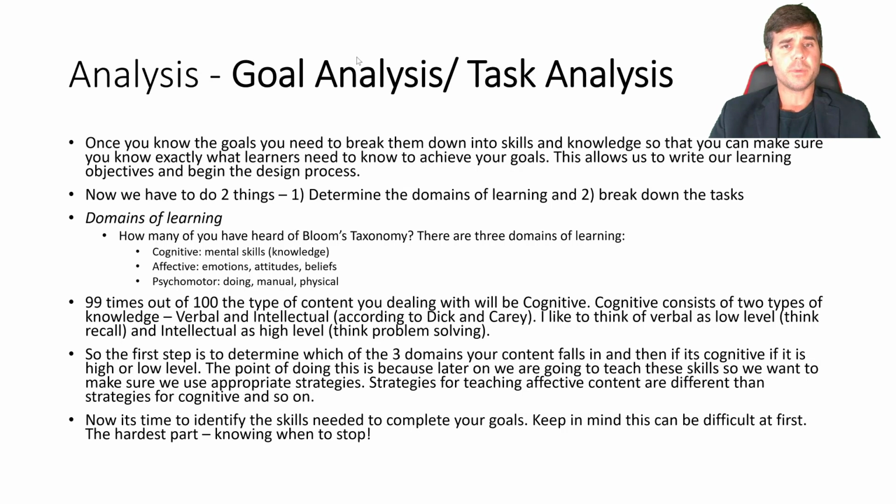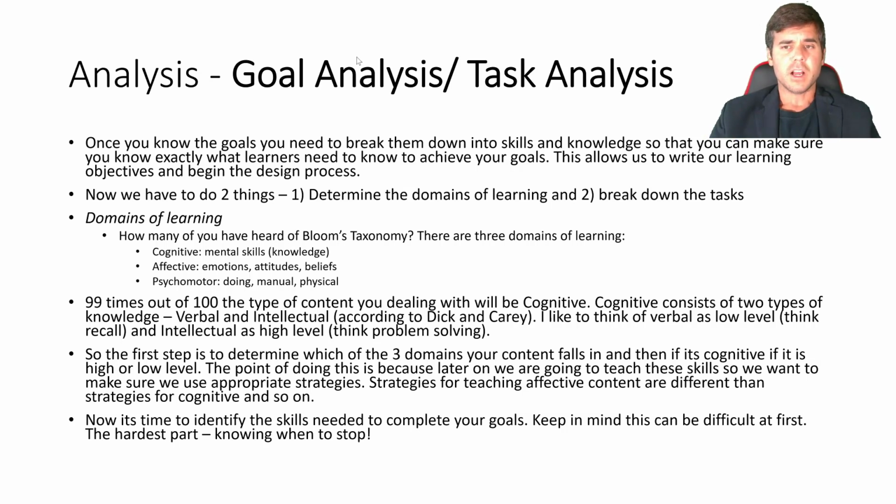So we do two things. One is I determine the domains of learning that I'm going to use. What kind of tasks am I doing? And I break down the tasks. We have domains of learning. Have you heard of Bloom's taxonomy before? It's one of the most well-known. In Bloom's taxonomy, they define 3 domains of learning: cognitive, affective, and psychomotor. Cognitive is our mental, our thoughts, our knowledge, like high level, low level knowledge, problem solving, recall. Affective is our emotions, attitudes, beliefs. Psychomotor are hands-on skills, like doing things manual, physical, actually doing stuff.